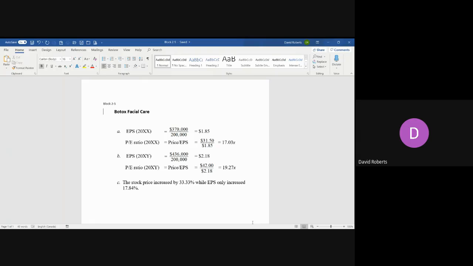Now, you can see the calculations were done. The stock price increased by 33%, while the earnings per share only increased by 17.84%. What that means is the rest is due to the change in the PE ratio. And the PE ratio, as I mentioned, is very much affected by the level of risk. So my analysis of this is the level of risk of the company went down, which means that the PE ratio went up. So it becomes more expensive to buy a dollar of earnings.